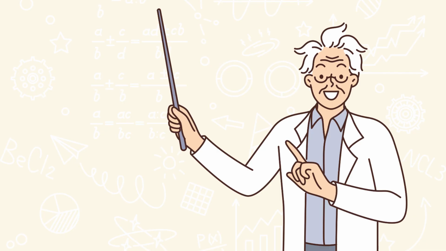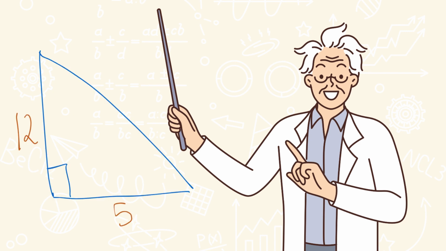Now, let's put our newfound knowledge to the test with a problem-solving challenge. Here's a puzzle for you. If one side of a right-angled triangle measures 5 units and the other side measures 12 units, what is the length of the hypotenuse? Take a moment to solve it, and then we'll reveal the answer together.